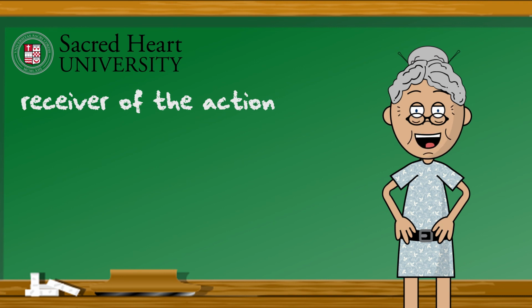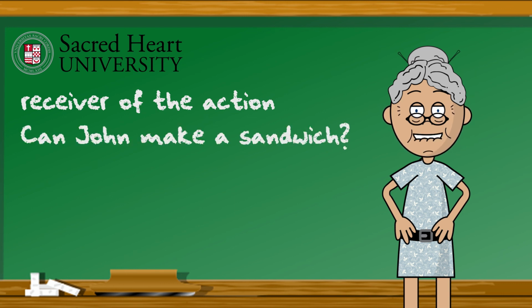A trick people often use to find the direct object of a verb is to put a what question after the verb. So in a sentence like, can John make a sandwich? If we weren't sure of the direct object, we could ask ourselves, can John make what? The answer to the question is the direct object. In this case, a sandwich.